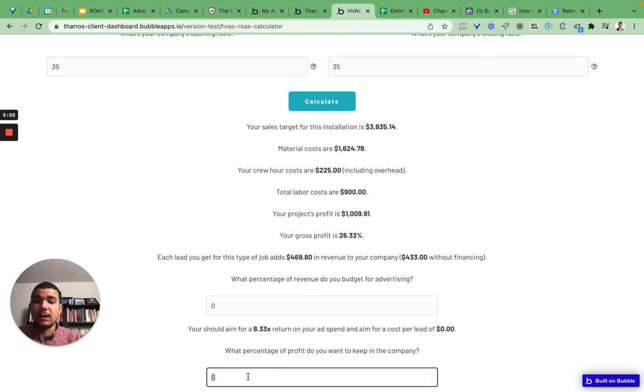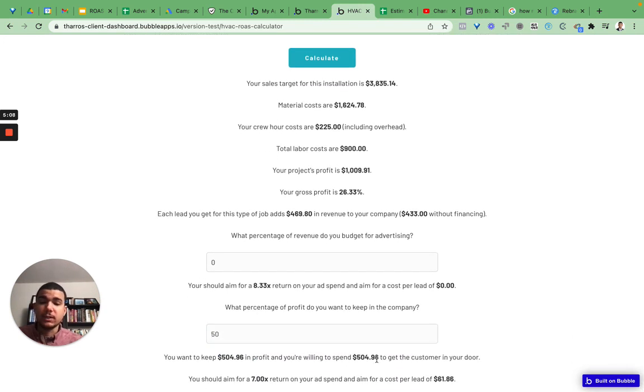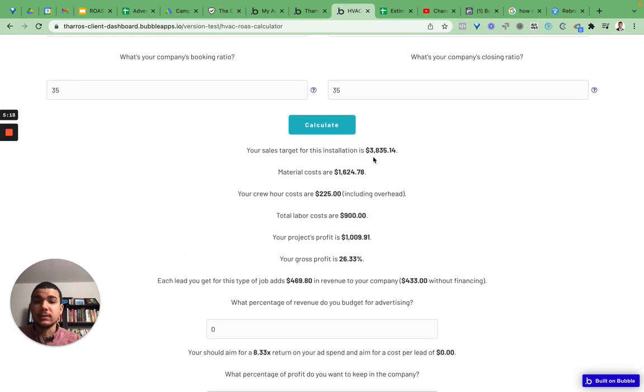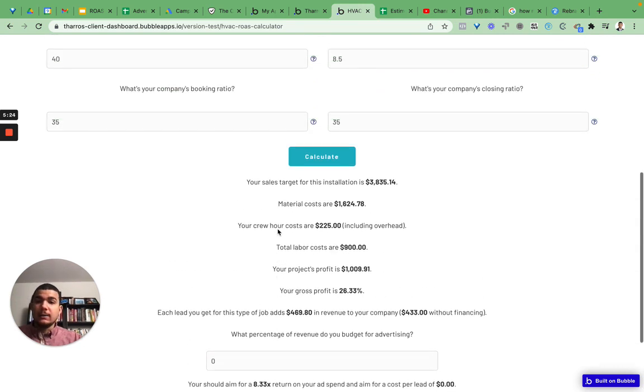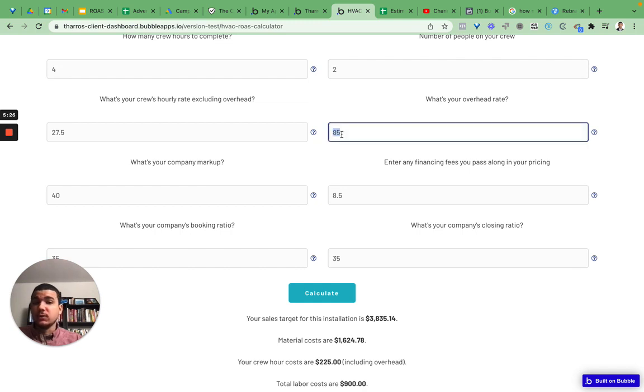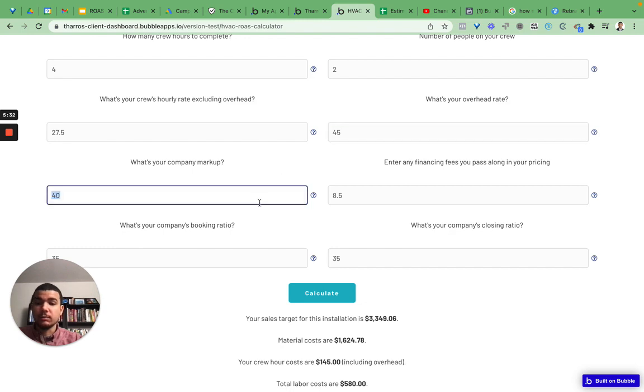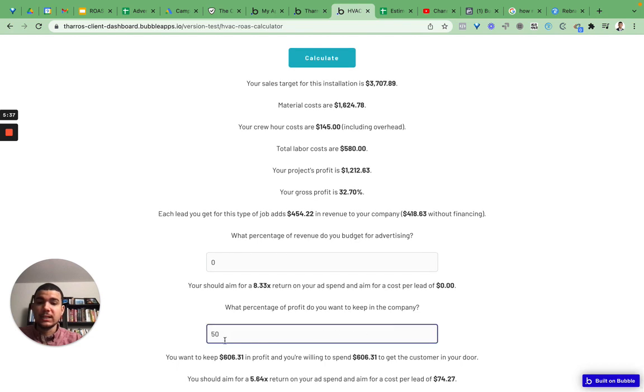you'll figure out what percentage of profit you want to keep in your company. Let's say you want to keep 50% of the profit that you make on each customer initially in the company. You're going to need a 7 times return on investment, and then your cost per lead is going to be around $62 for a $3,000 or $4,000 project. So it really just depends on what you want to budget for. You can make that go up and down. Usually, if you don't have marketing costs in here, your overhead costs are nowhere near that, and your markup is usually somewhere around 55%. So you're going to keep more money in your pocket.